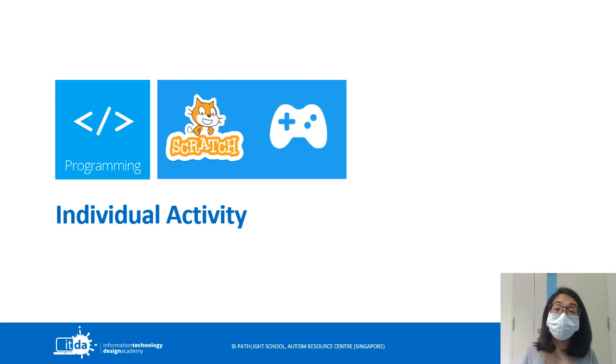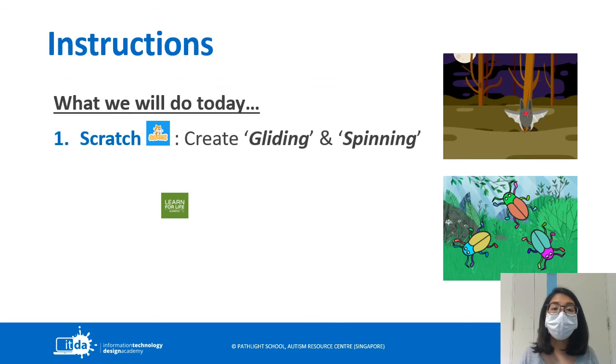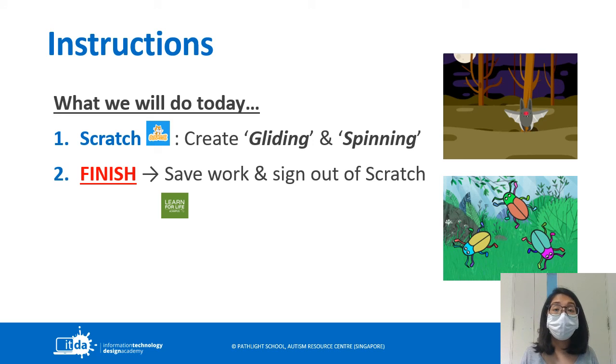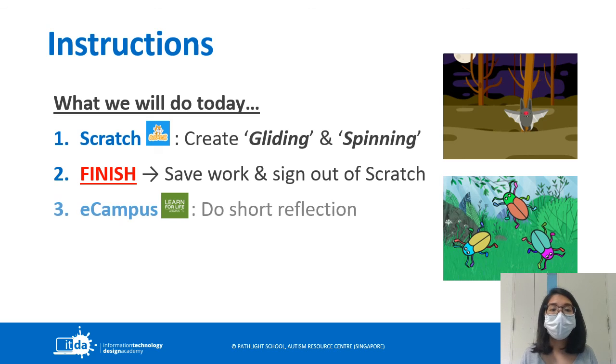So for your activity today, okay, from now you can go and watch my videos on how you can do your projects. Once you're done watching the videos, okay, you need to go to Scratch, create your gliding and spinning projects, finish, save work, sign out of Scratch, go back to eCampus, do your short reflection.